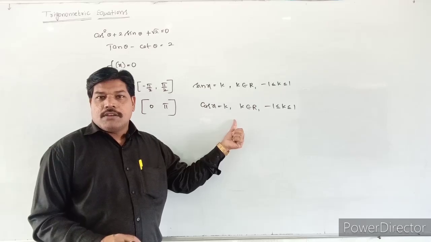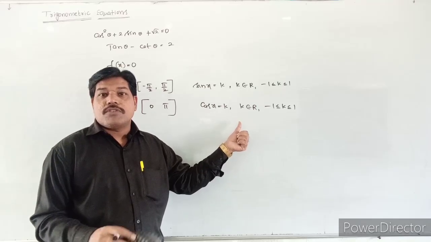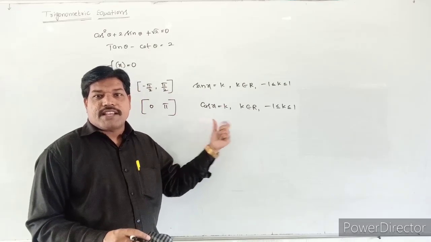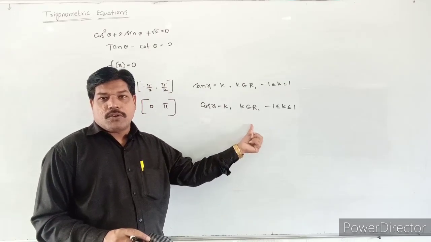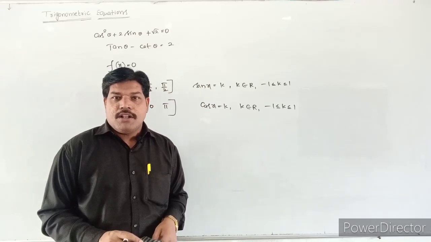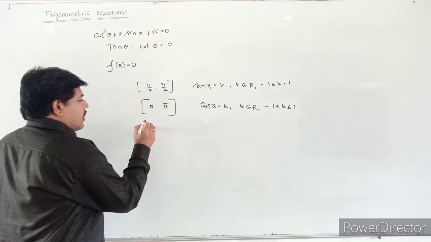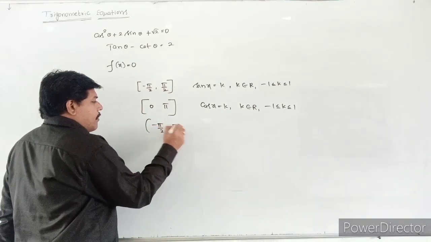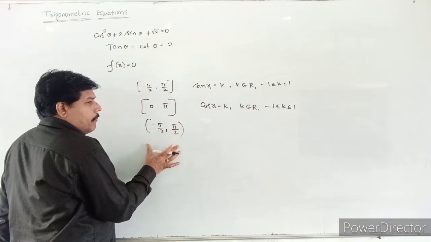Do you understand that? So cos x = k. The principal solution: there exists a unique value of x in [0, pi] that satisfies the trigonometric equation cos x = k. That value of x is called a principal solution.